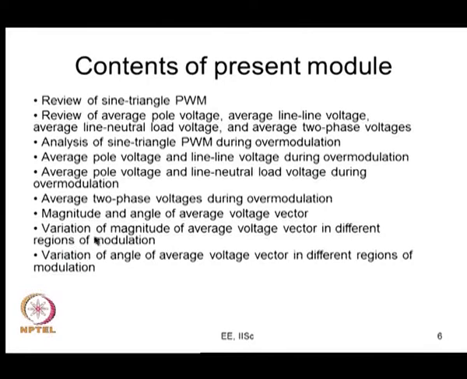So, we will look at how that magnitude varies, and that itself might vary differently in different regions of modulation. From sine triangle PWM, when you slightly go into overmodulation, it may be different. When you go deeper into overmodulation, closer to 6-step mode, it can be different. So, we will look at that. We will also look at how the angle of the average voltage vector varies in different regions. This would essentially give us an idea of what overmodulation is and how to deal with it, and this analysis in the space vector domain will give us enough inputs on how we can handle overmodulation when we are dealing with space vector modulated inverters.